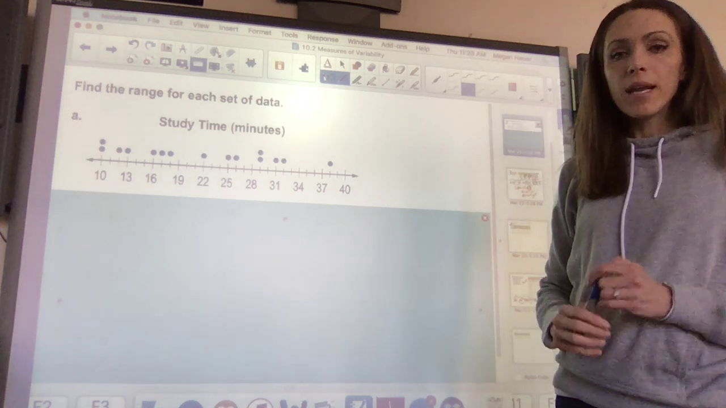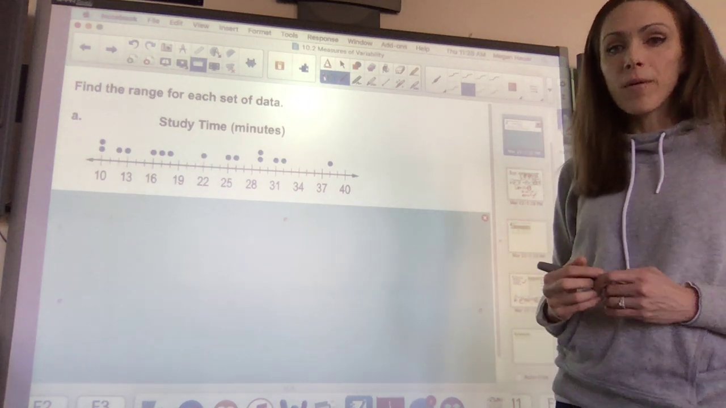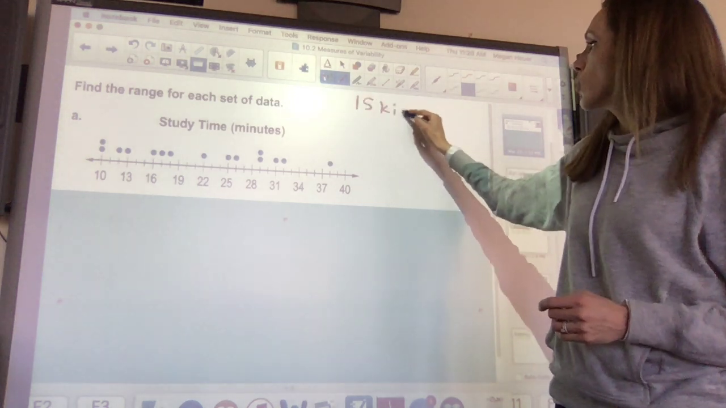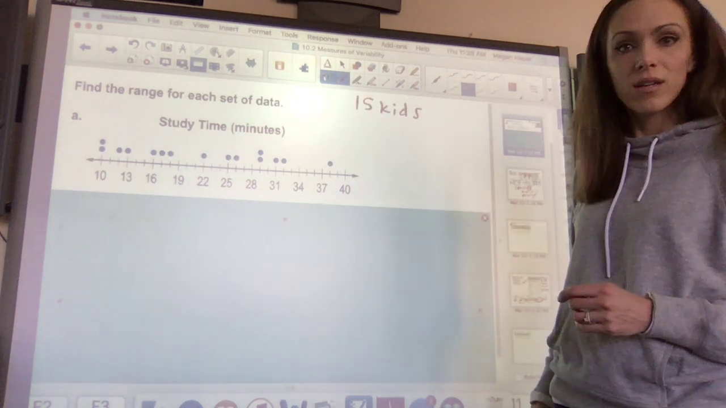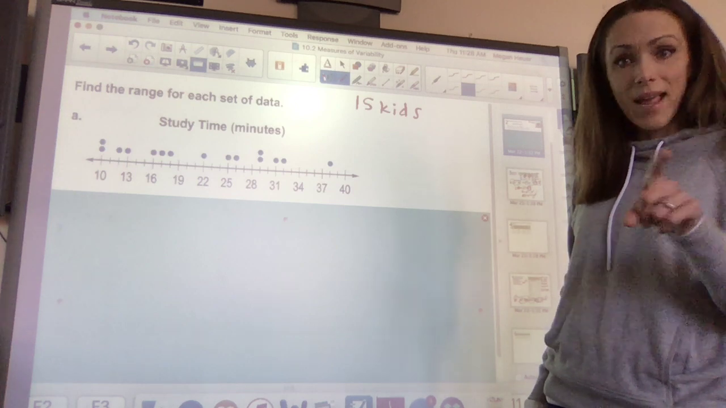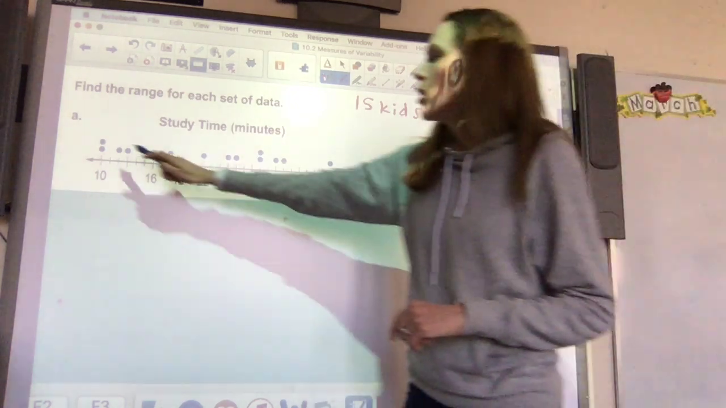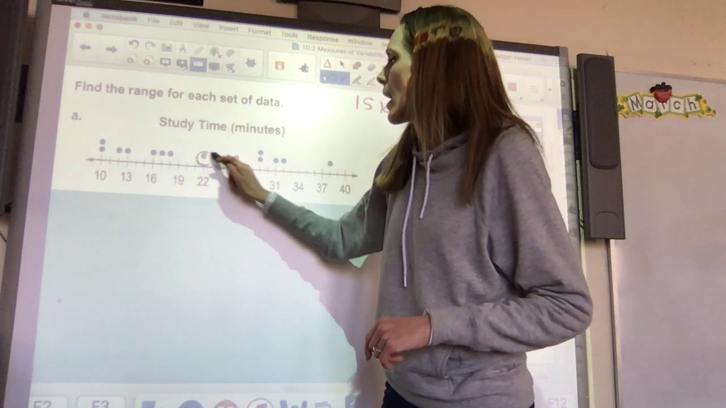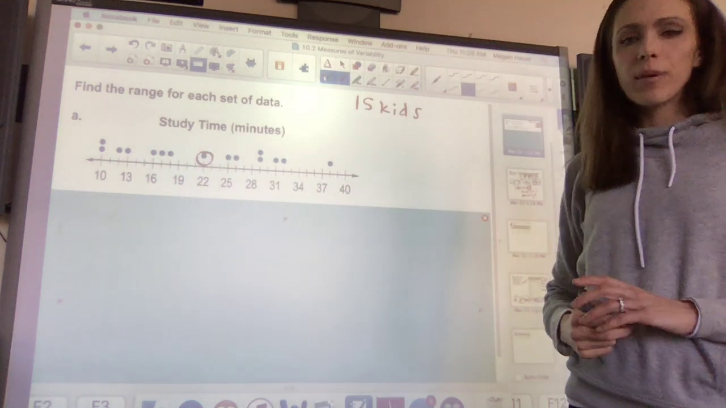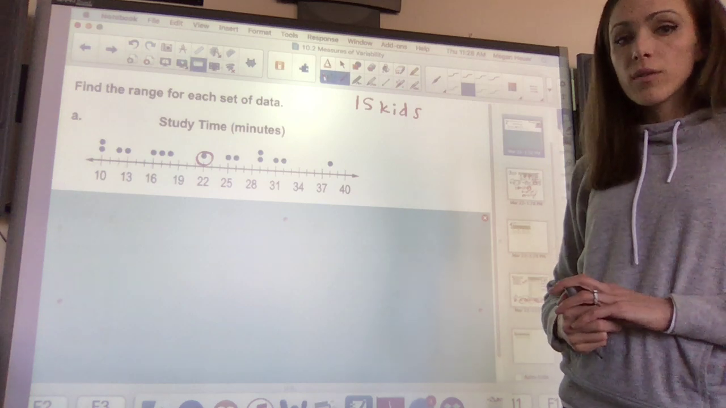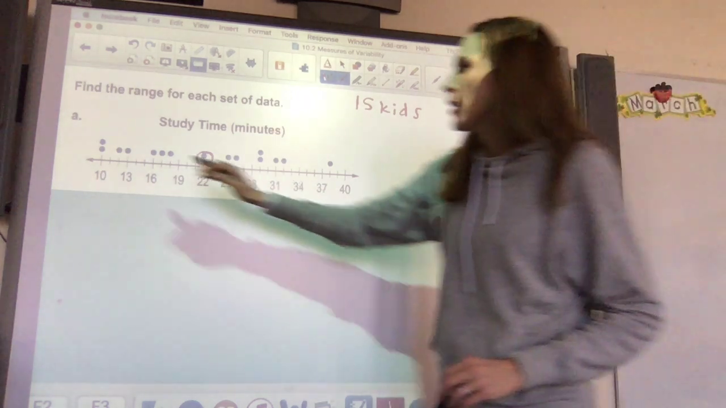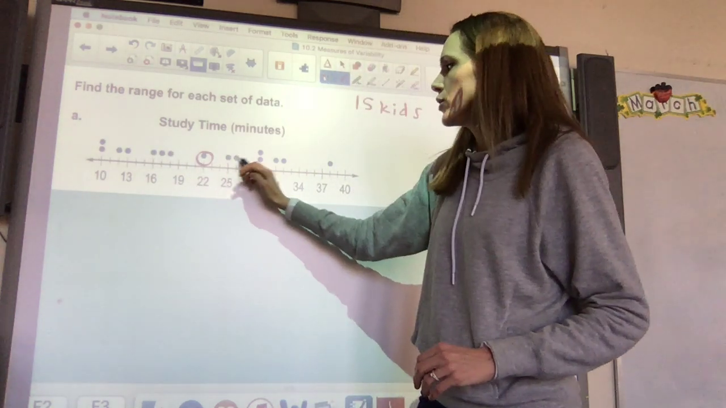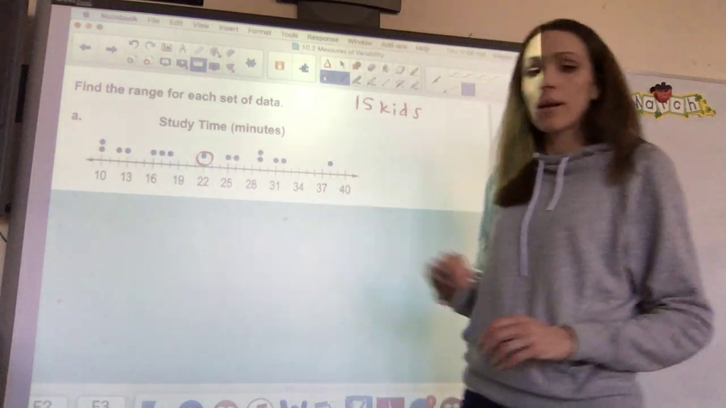So what would be our median? What number would we circle for our median? If there were 15 kids, which number would we circle? Oh, 8th? The 8th number, correct? 1, 2, 3, 4, 5, 6, 7, 8. So our median would be 22. So then there are 1, 2, 3, 4, 5, 6, 7 numbers below. 1, 2, 3, 4, 5, 6, 7 above.